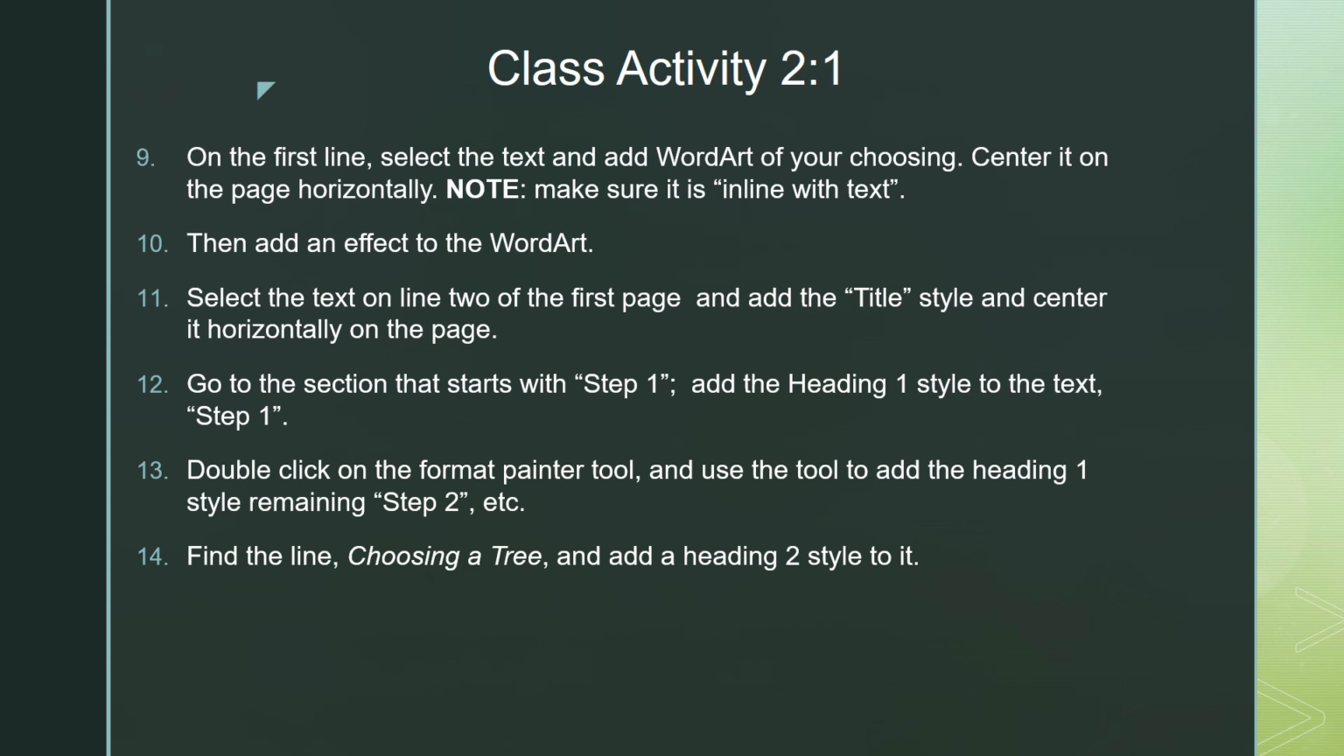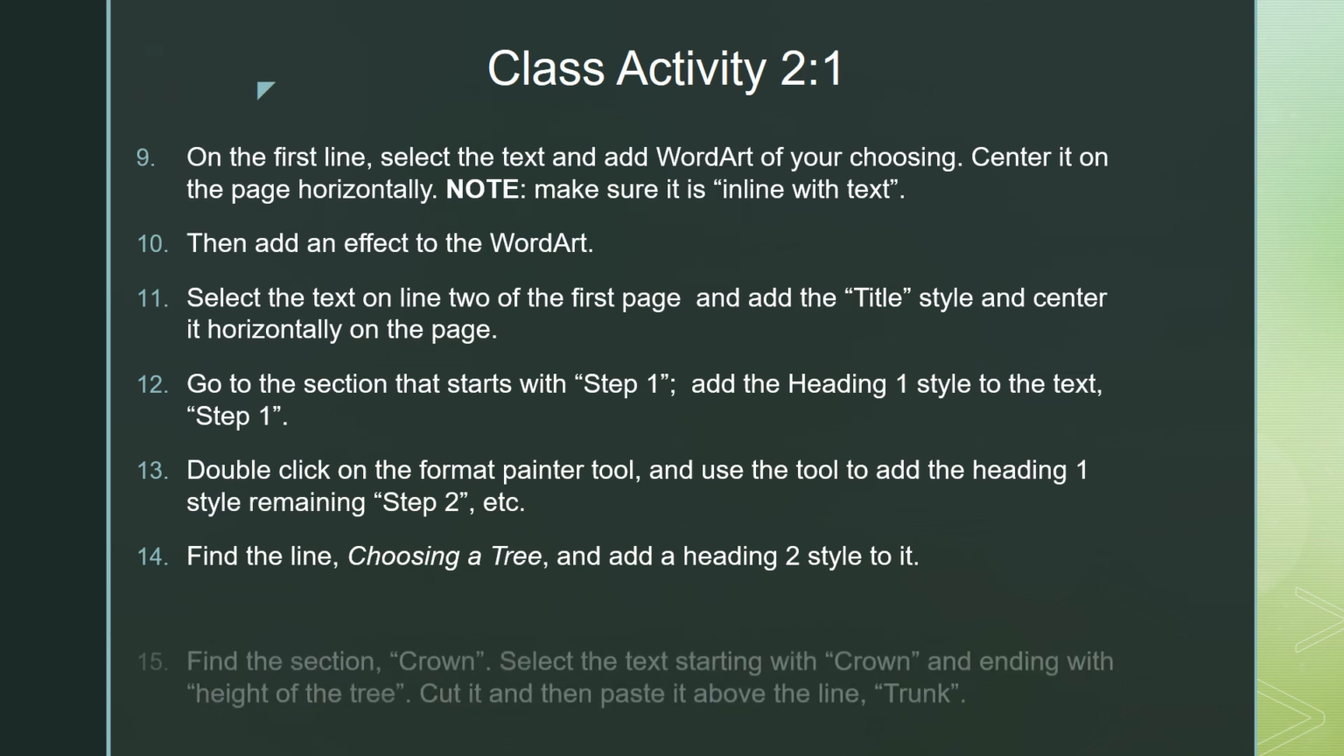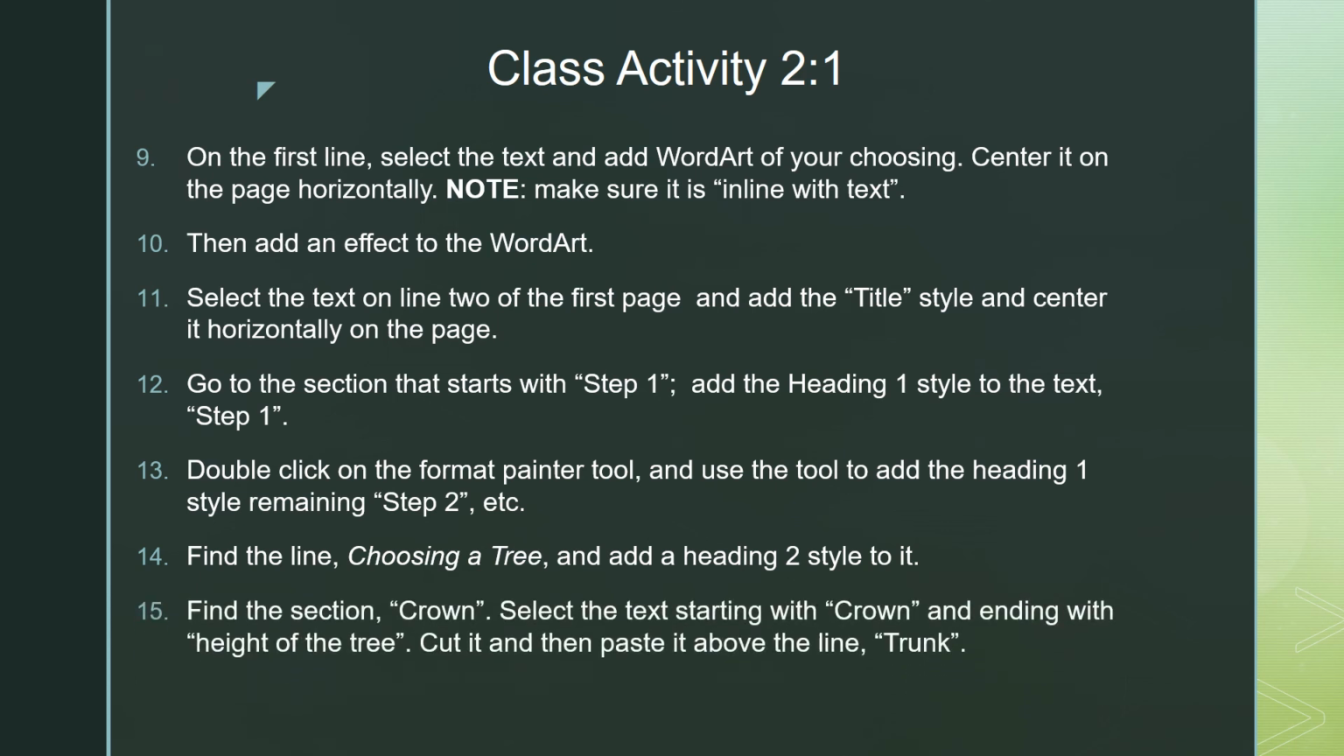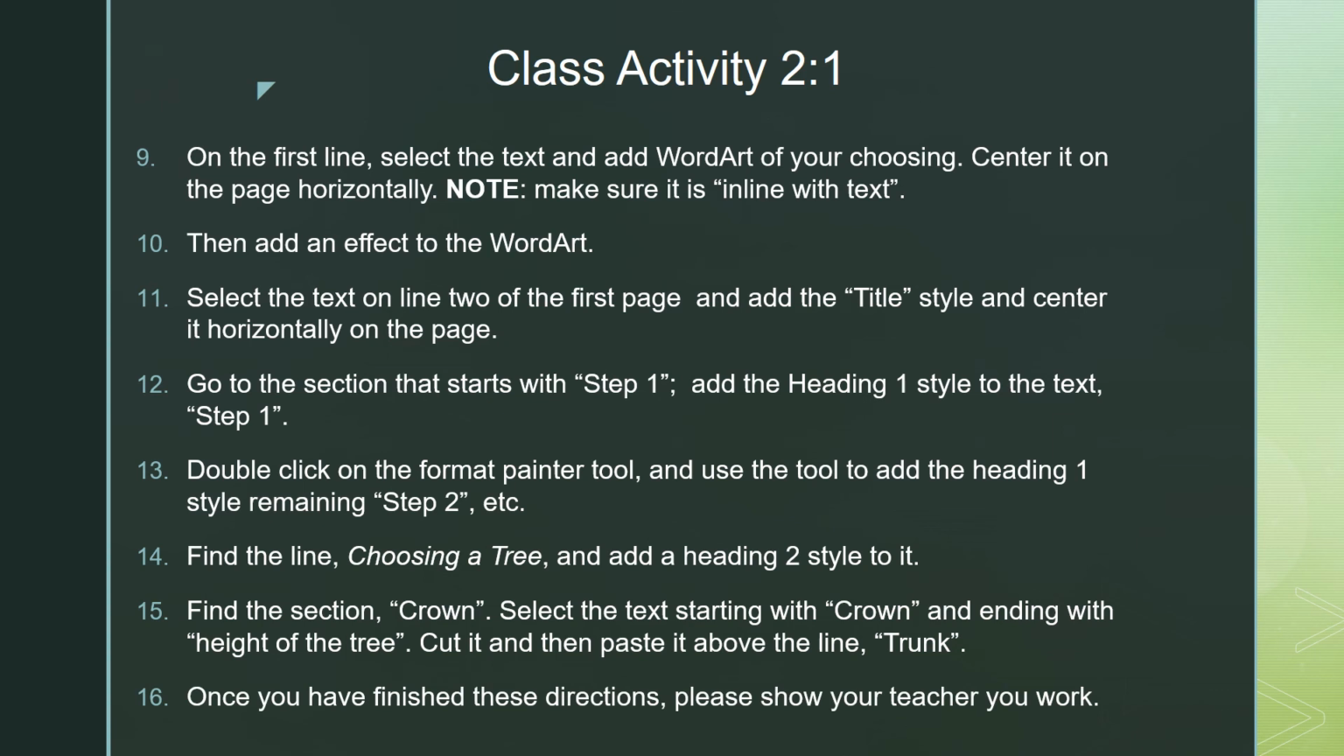Etc. Find the line Choosing a Tree and add the Heading 2 style to it. Find the section Crown, select the text starting with Crown and ending with Height of the Tree, cut it, and then paste it above the line Trunk. Once you have finished these directions, please show your teacher your work.